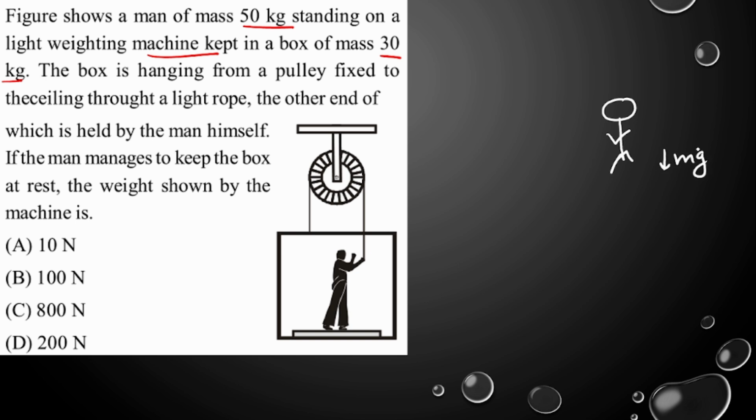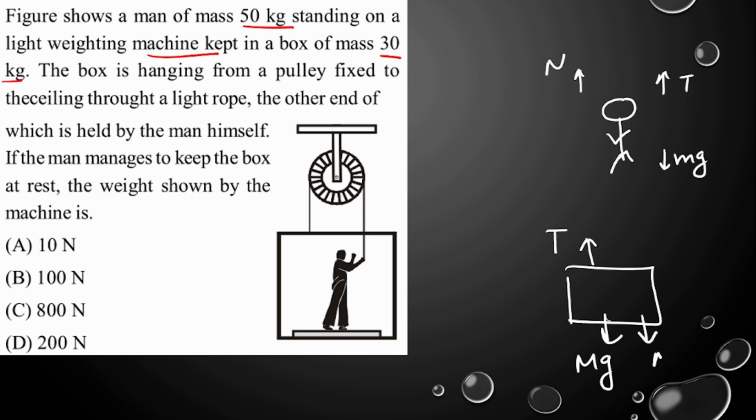has mg, tension, and the normal. This is the FBD of man. For the box, this must be tension, this must be its own mg, and this must be normal. Am I clear from these two figures? Again I am pointing out in the figure that this is tension on man, this is the direction of mg, and this is the normal applied by the box.